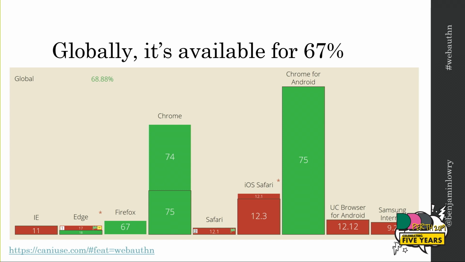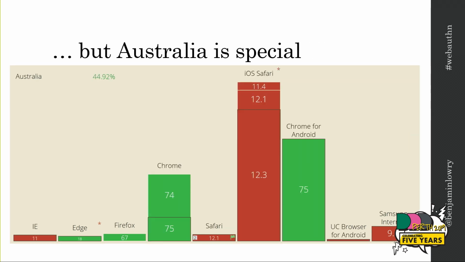But then you've got to think about your local demographic as well. And in that regard, Australia is special. So all those people with iPhones, we now have a big red column. And there's actually more red than green on this slide. Roughly 45% of people in Australia can use it at the moment.